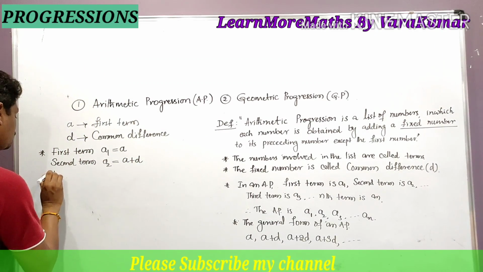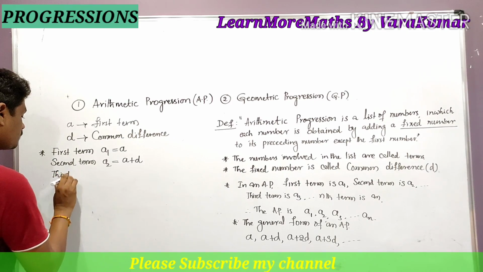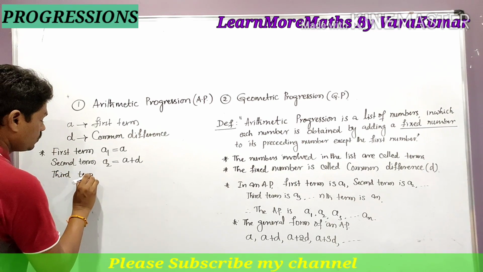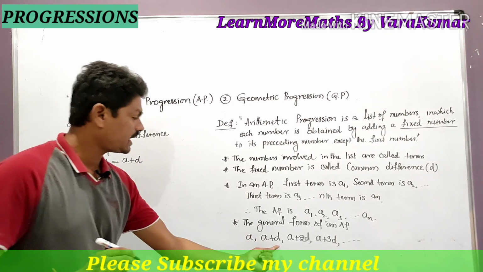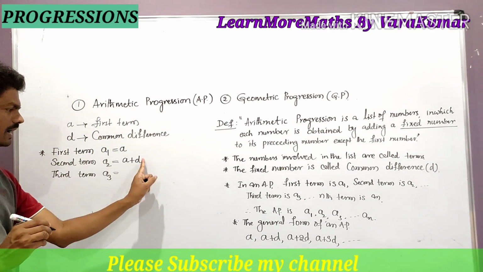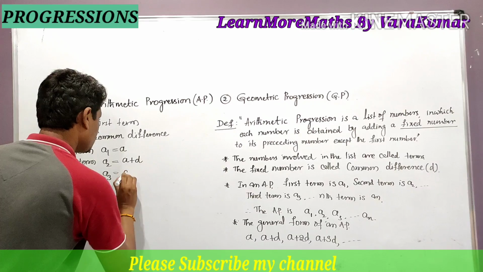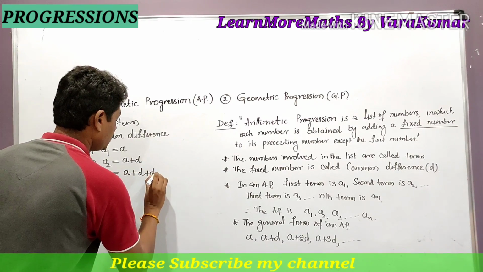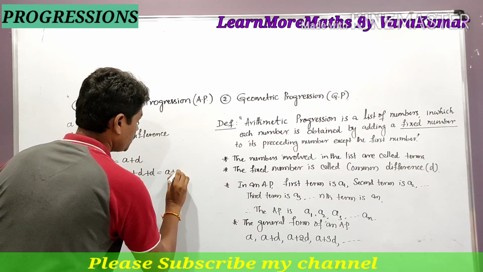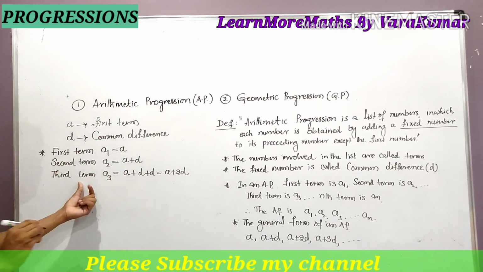In the same way, the third term is denoted by A3. How can we get it, student? By adding D to the second term. So here A plus D is already there. A plus D plus D, that is A plus 2D. This is the third term.